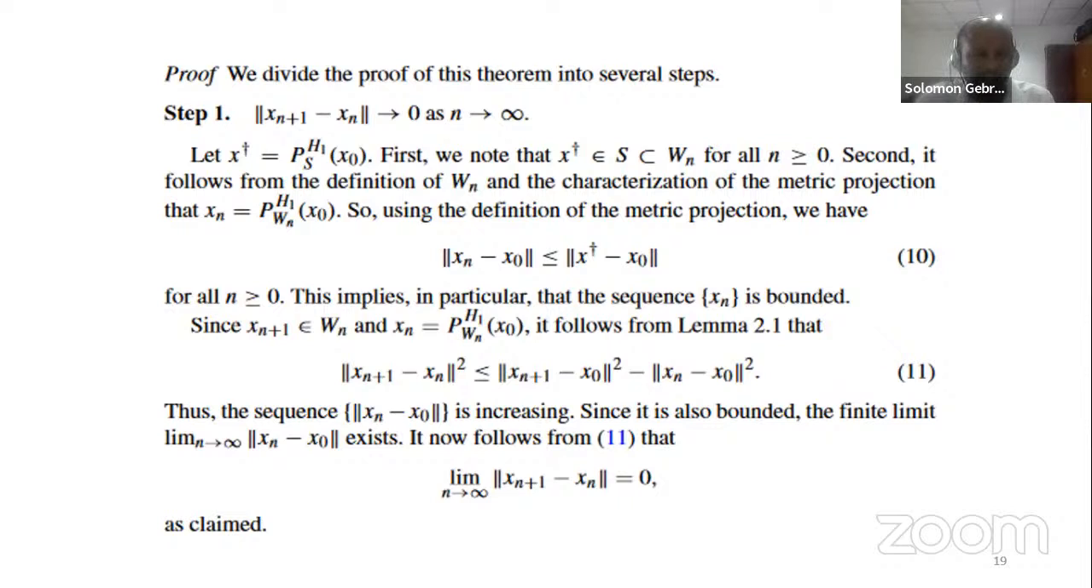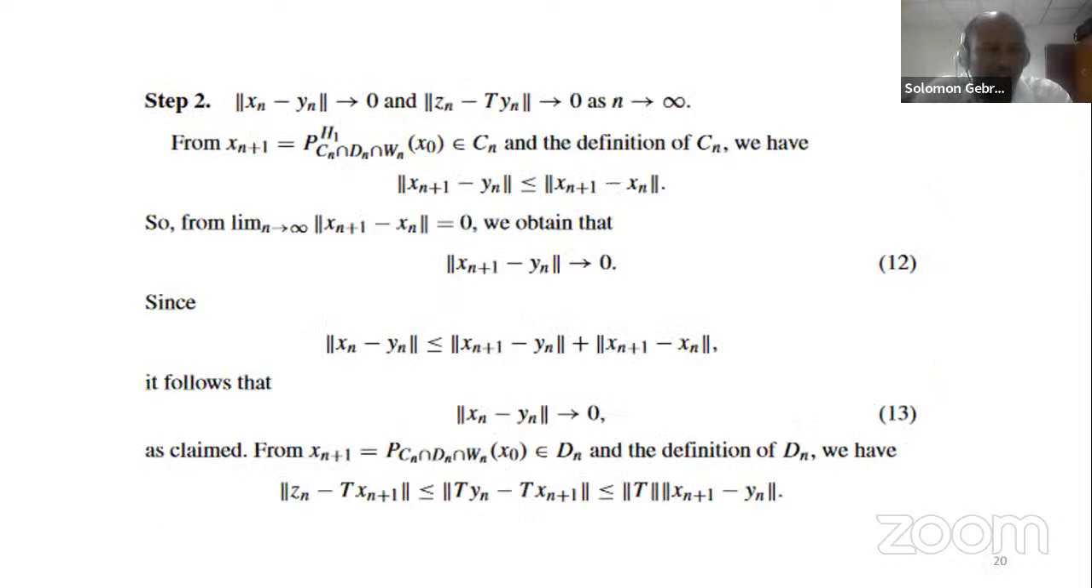And again, using equation 11, since the limit exists, we can take the limit of both sides to get the limit of the norm of xn plus 1 minus xn as n goes to infinity is equal to 0. The next task is to show that the norm of xn minus yn goes to 0 and the norm of zn minus tyn goes to 0.